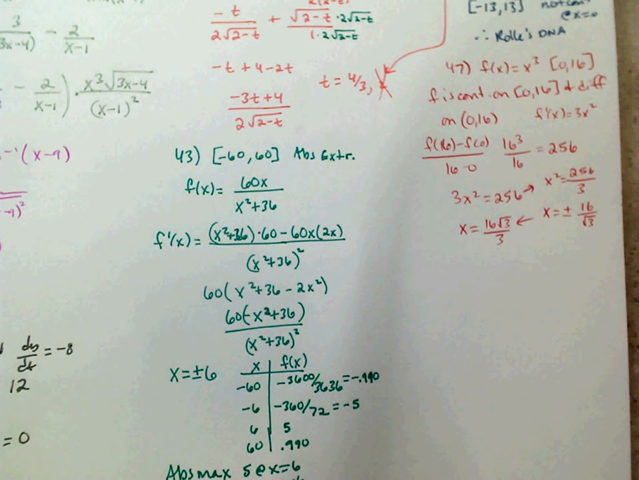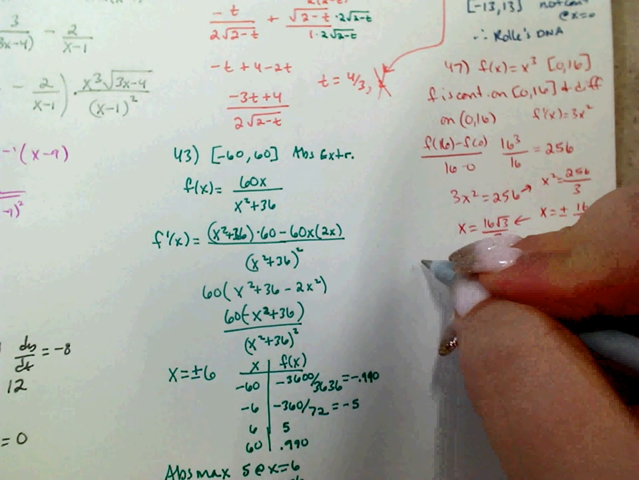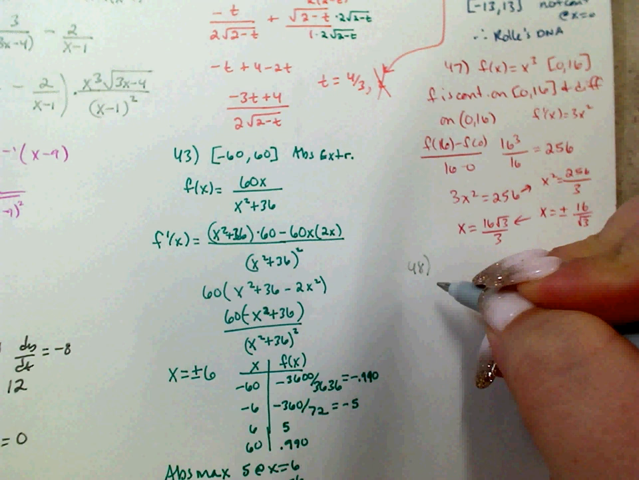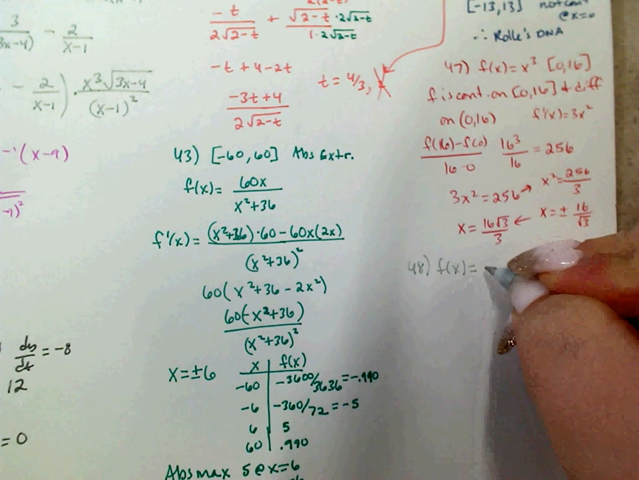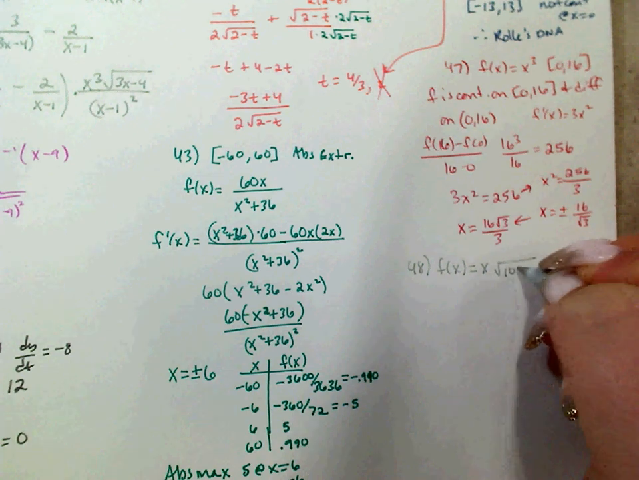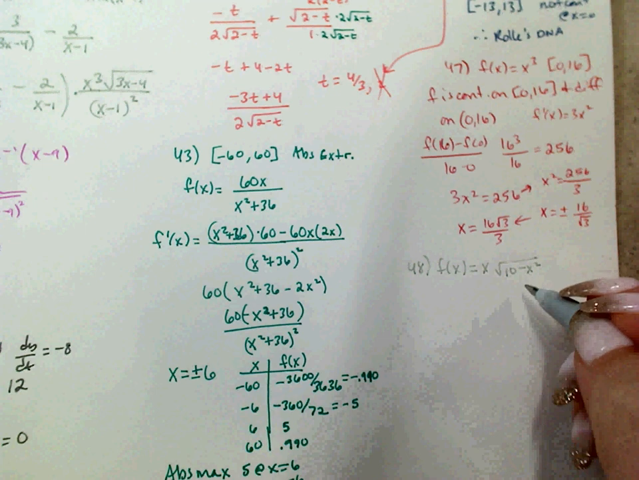Identify the open intervals where the function f of x equals x times the square root of 10 minus x squared is increasing or decreasing. So basically find your critical points, do a sign chart. Now we do need to recognize that this function actually only exists for a short amount of time, but we'll figure that out in a second.